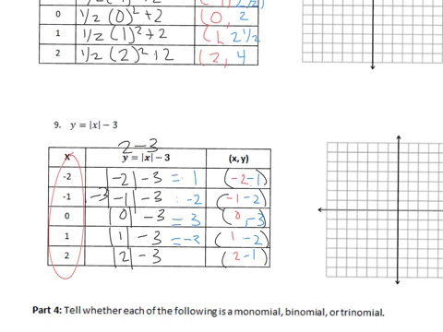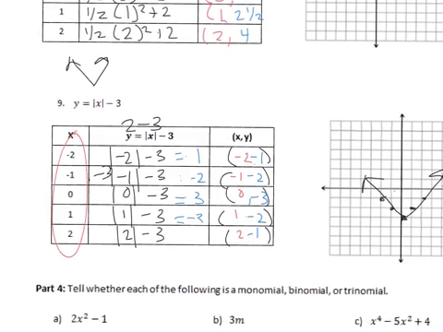So now I'm going to plot negative 2, negative 1. Left 1, or down 2. Over 0, down 3. Over 1, down 2. Over 2, down 1. And I make them into a V. So remember, this is going to make a V shape, not curvy.